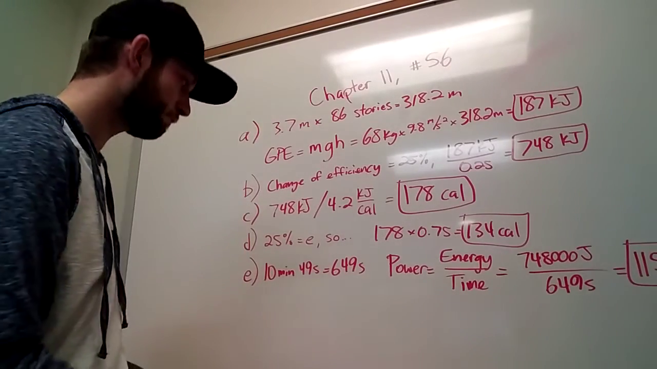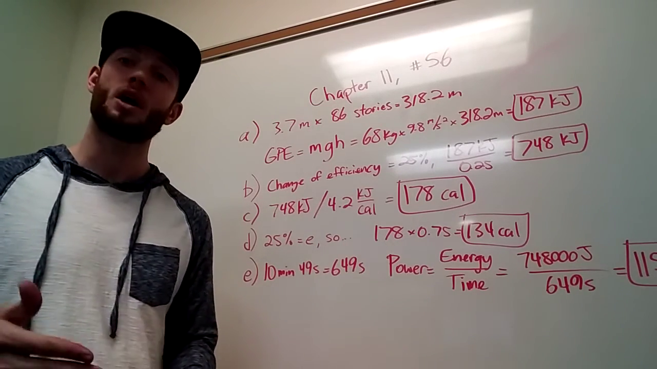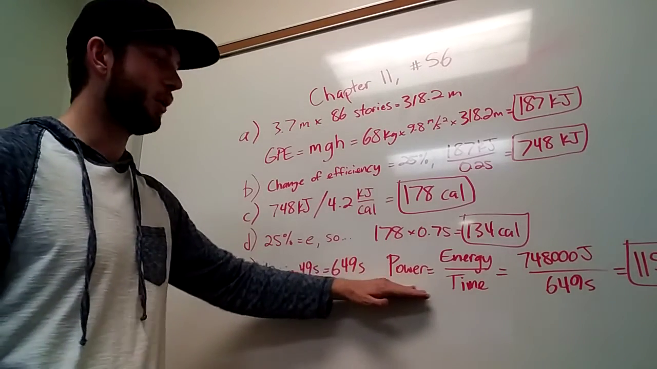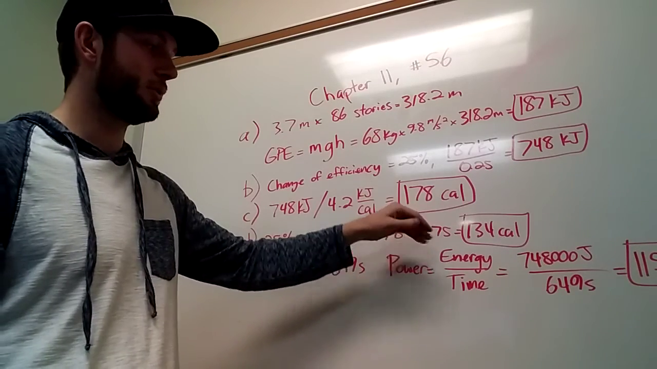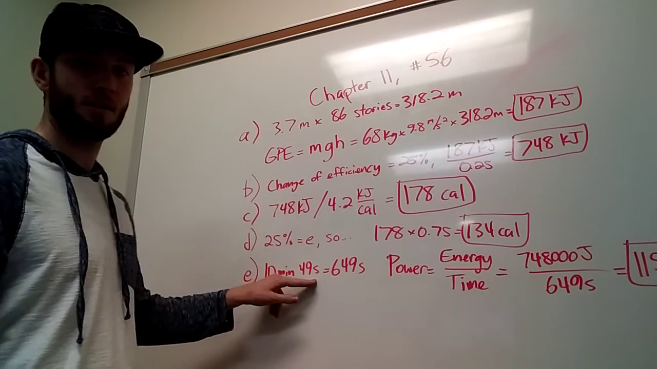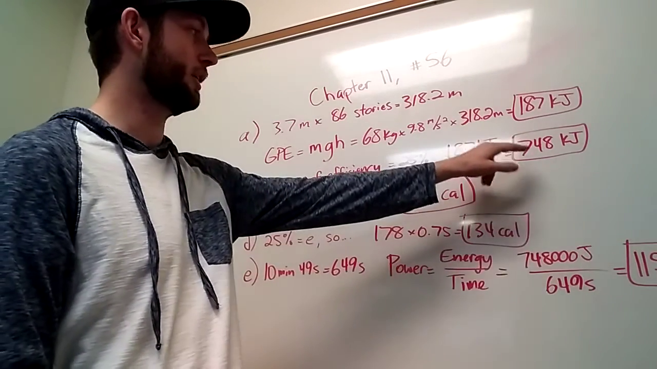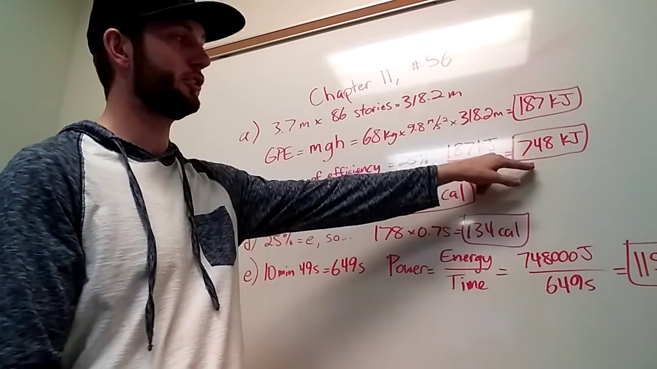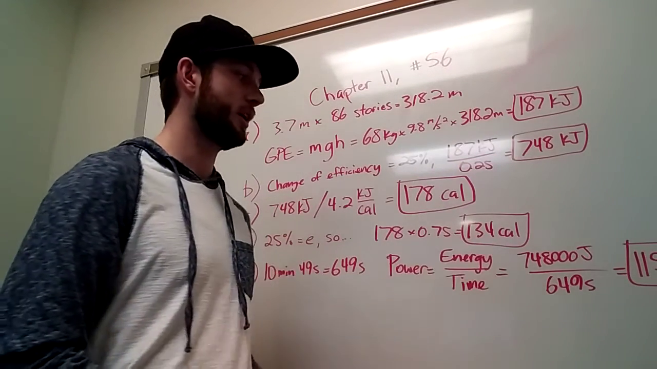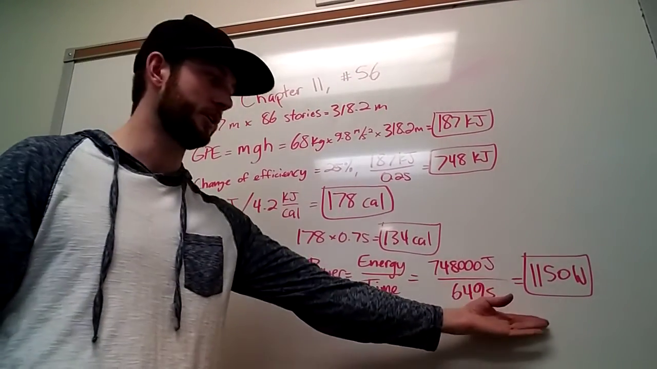And finally, part E then asks us, what was the winner's metabolic power in watts during the race up the stairs? So for watts, power is calculated by the amount of energy we used divided by the time. And so our time was 10 minutes and 49 seconds. I converted this into 649 seconds. We had our energy in kilojoules, but I converted that to joules for this calculation. So we have 748,000 joules divided by 649 seconds, which will give us a total of 1150 watts.